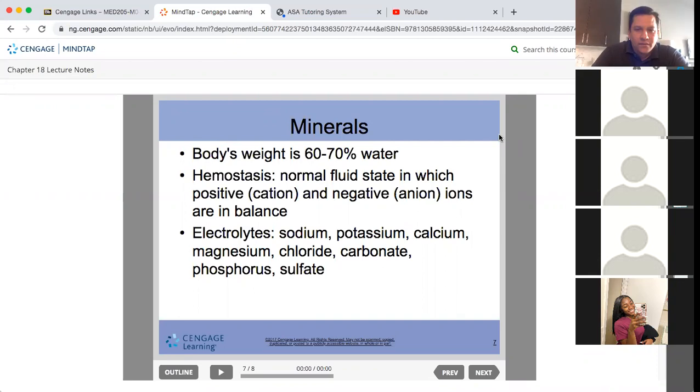Minerals may be grouped as macrominerals and microminerals. Macrominerals are the minerals that are required in large amounts. This group includes calcium, phosphorus, magnesium, sodium, potassium, chloride, and sulfur. Microminerals are minerals that are required in small amounts. They are also known as trace elements. This group includes iron, copper, iodine, manganese, zinc, fluoride, cobalt, chromium, tin, selenium, vanadium, silicon, nickel, and molybdenum.